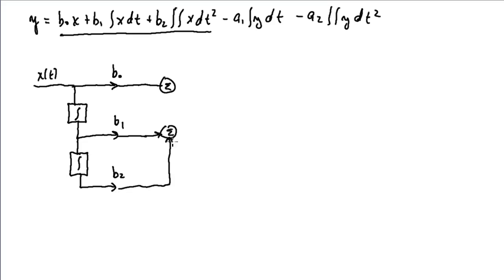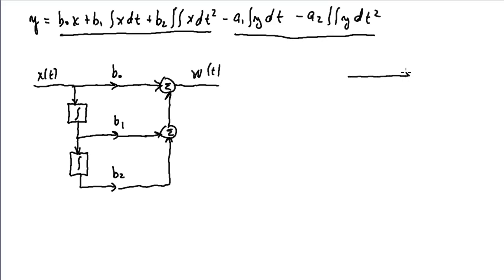Positive signs on each of the summers are assumed, and at this point I'll have b0, let me call this signal w of t. That's the underlying portion of the right hand side of this equation. It's b0x plus b1 times the integral of x plus b2 times the double integral of x. Now let's take a look at this portion of the right hand side.